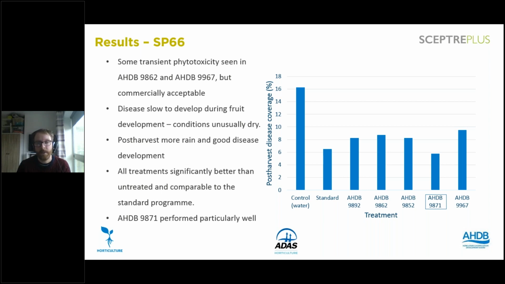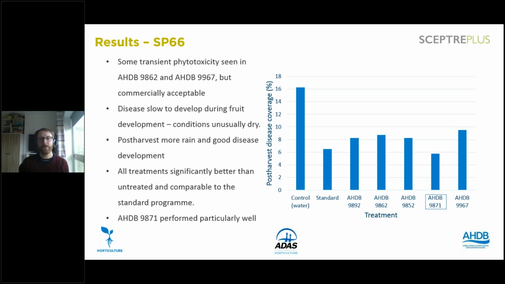This trial was done in 2020 and it was a very warm, dry start to the year, so disease development was very slow during fruit development. So we didn't get a whole lot of differences until later on. However, after harvest, we saw more rain and good disease development, so we could get differences.